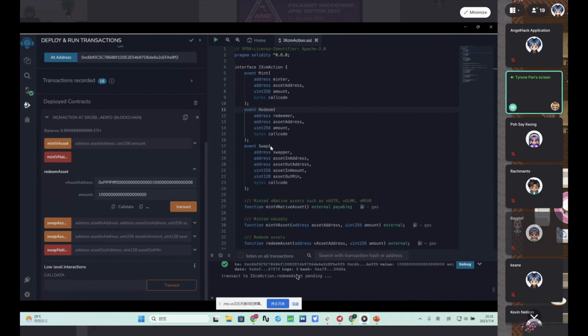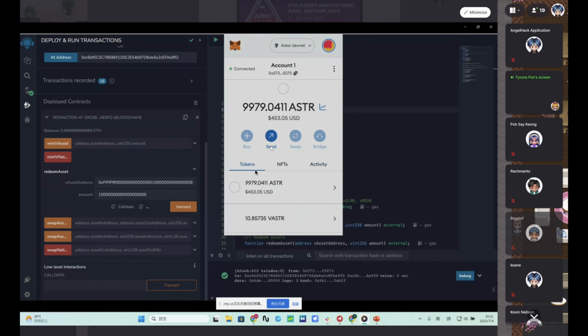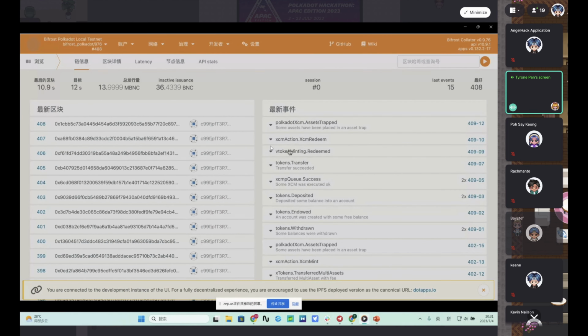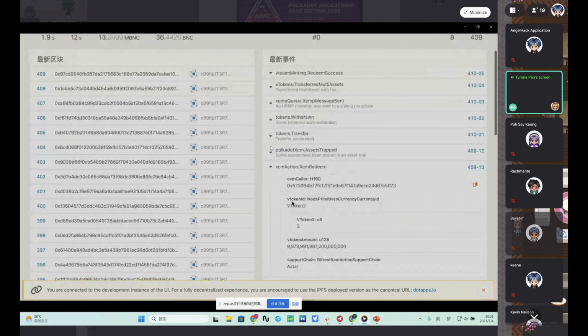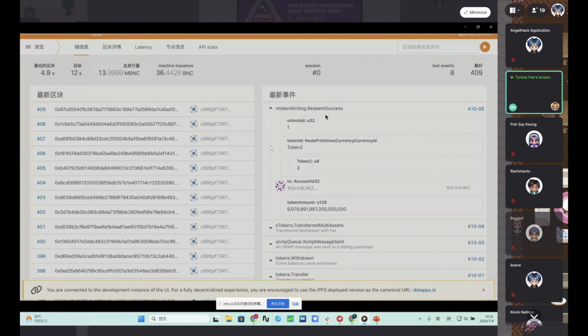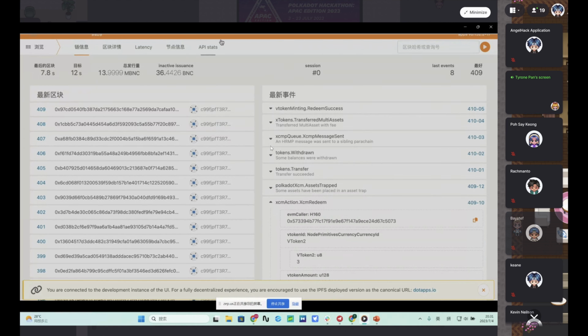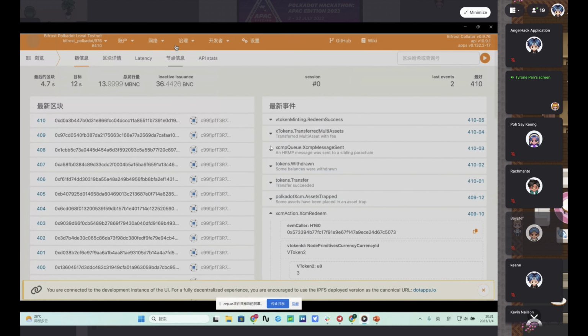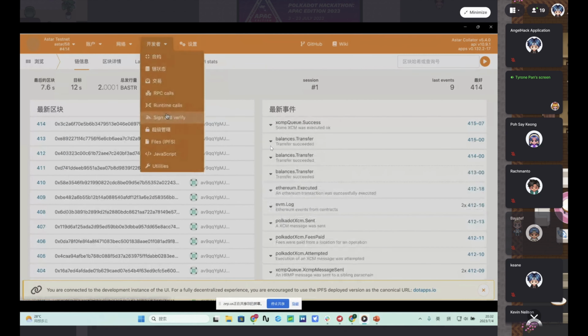All right, the redemption is executing on the Moonbeam, on the Astar side, and it's pending. All right, and we go to check the status. Okay, in the wallet, 9.9 has decreased, and the event in Bifrost, and even on Astar.